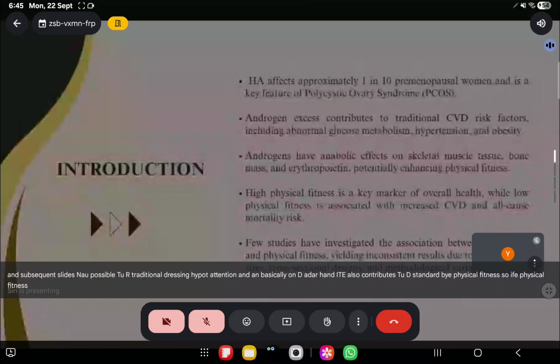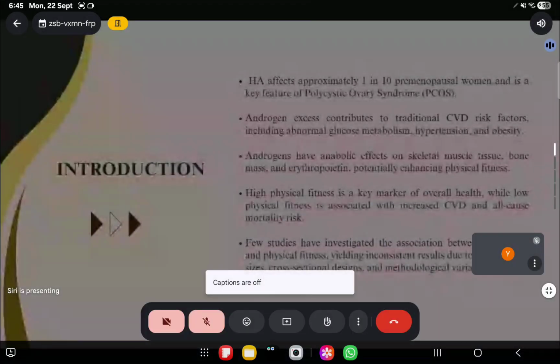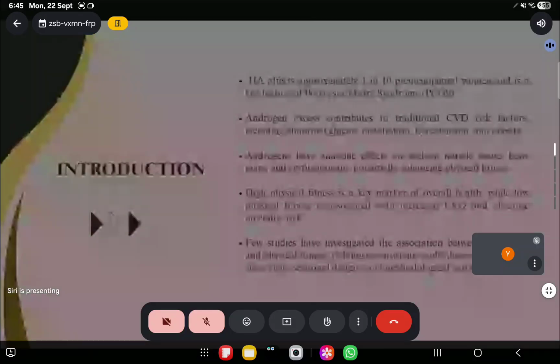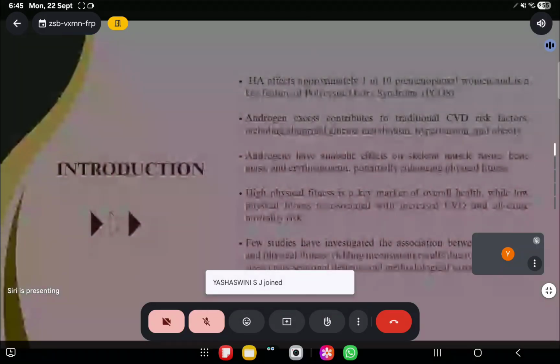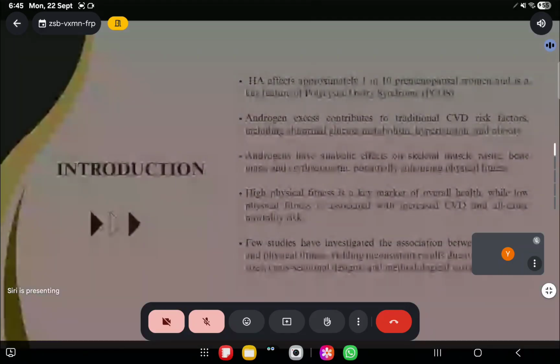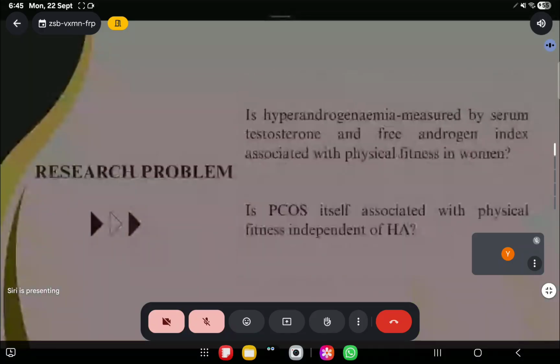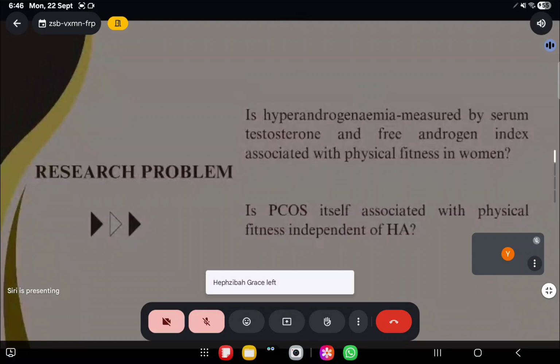So if physical fitness is considered a very strong predictor of cardiovascular and metabolic health and all-cause mortality, then very few studies have investigated the association of androgens with physical fitness, and they've all yielded inconsistent and controversial results. This creates a larger research gap that the authors wanted to question. Is hyperandrogenemia, measured by serum testosterone and free androgen index, which is a proxy for bioavailable androgens, associated with physical fitness in women?